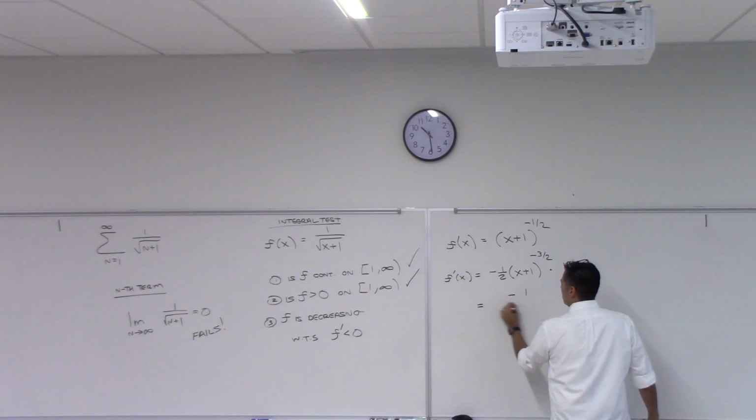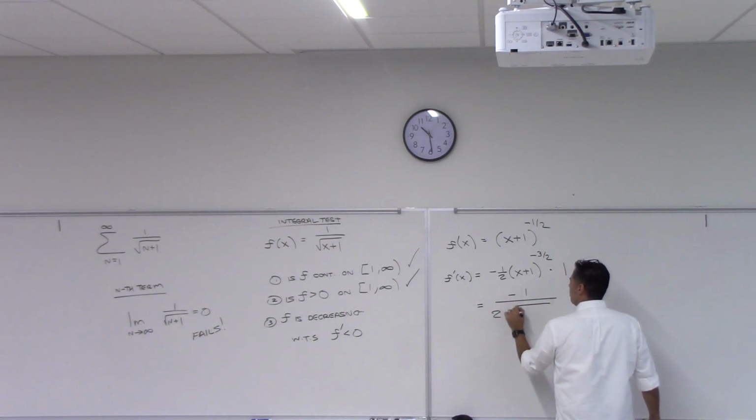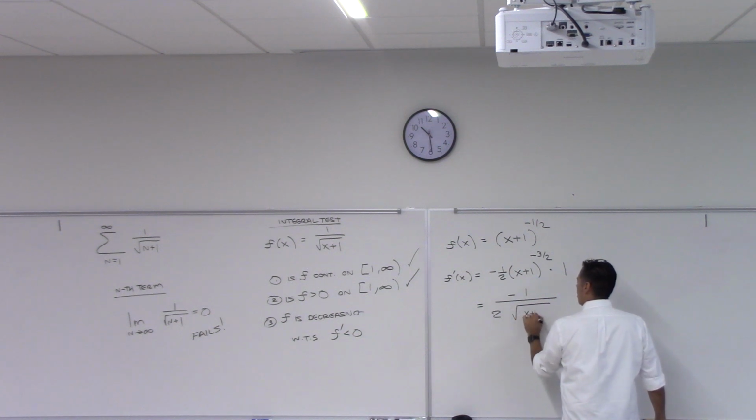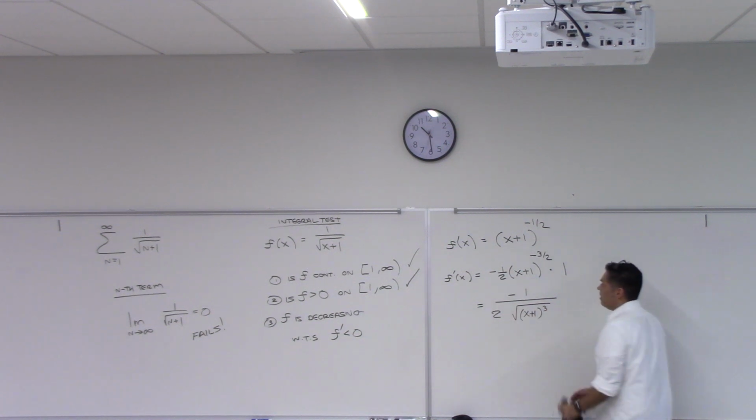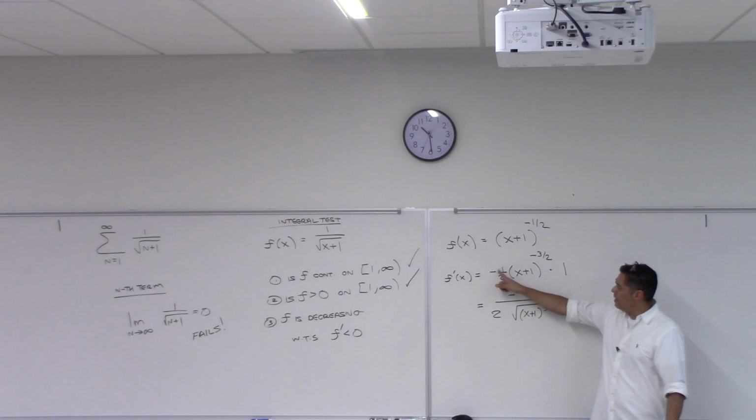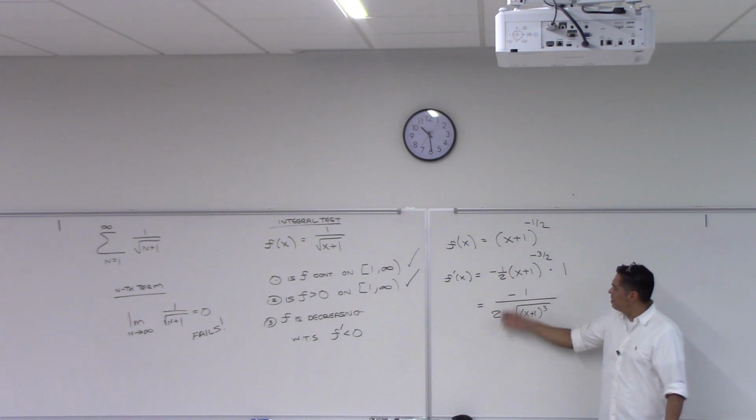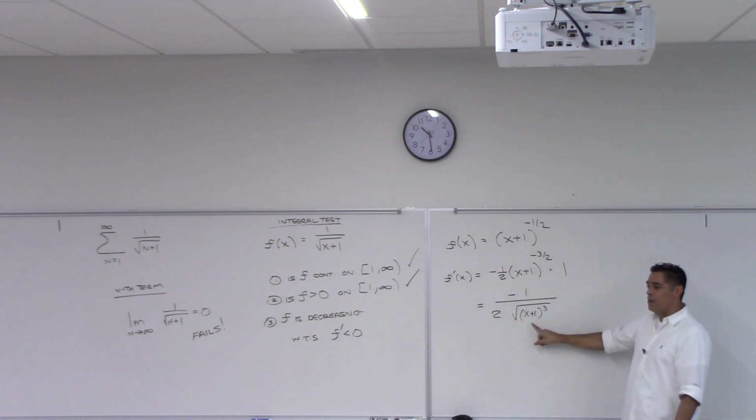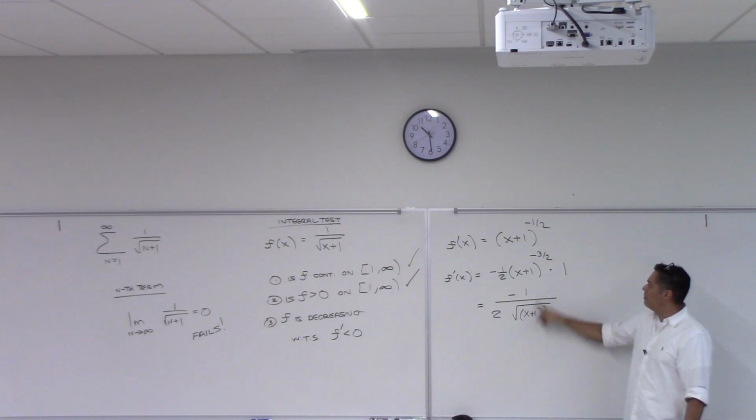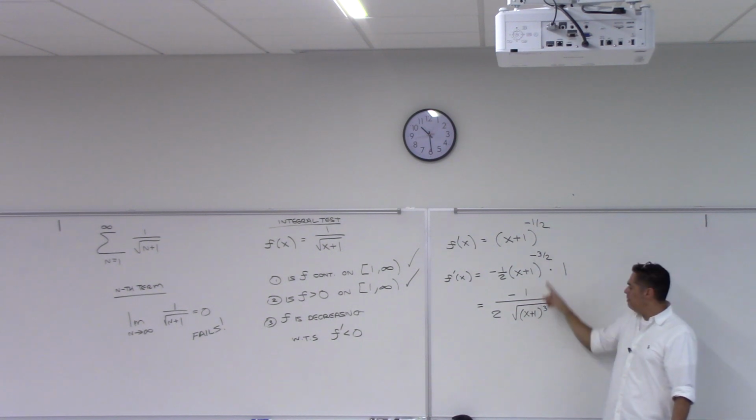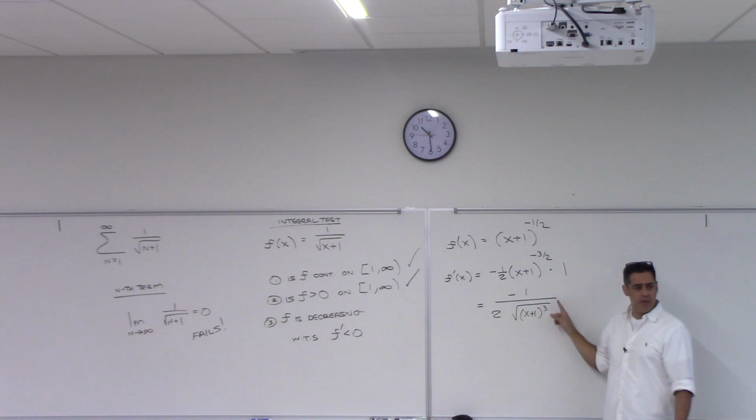Now I'm going to rewrite this as negative 1 over 2 square root of x plus 1 cubed. So all I did there, put the negative 1 on top. I left the 2 on the bottom. I took all of that to the bottom and rewrote it as a radical. Right? 3/2 power means you cube it, take the square root.